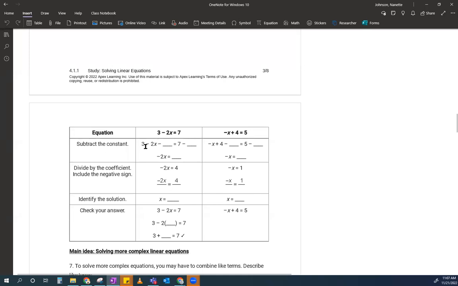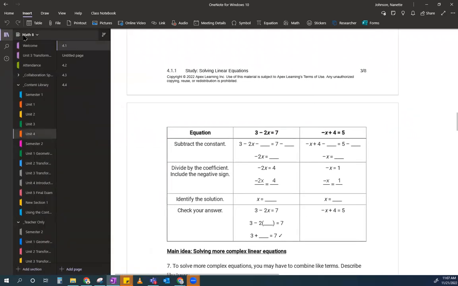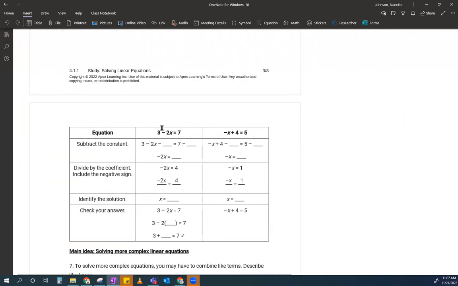So here what we're going to do is I see that 3, it's being added, and some of you are like, no, it's being subtracted, but that 3 is positive. It's that 2 that's negative. So you've got to pay attention. So how do I get rid of a 3? Well, I'd subtract 3. So I'm going to subtract 3 from both sides. And 7 minus 3 is 4. And 3 minus 3 really is 0. So now we have negative 2x equals 4.